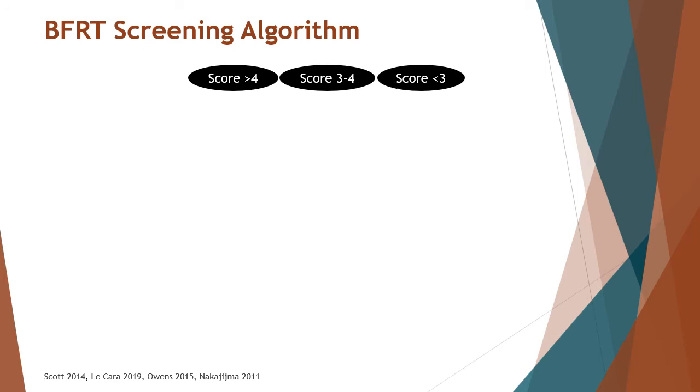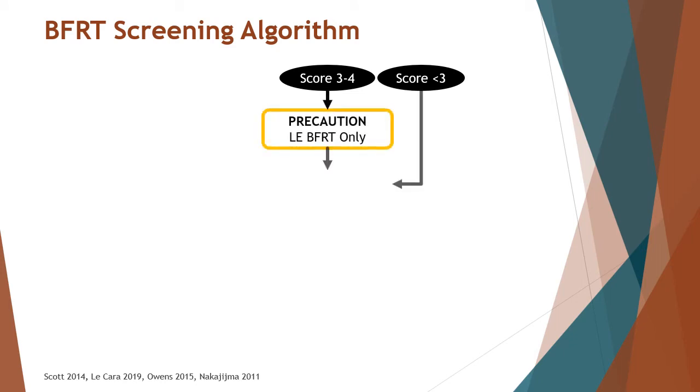Okay, so say you've gone through that process, and we're going to go under the assumption that they have a score of less than 4. So if they have a score of 3 or 4, you're going to have precautions that BFR can only be performed in the lower extremities.